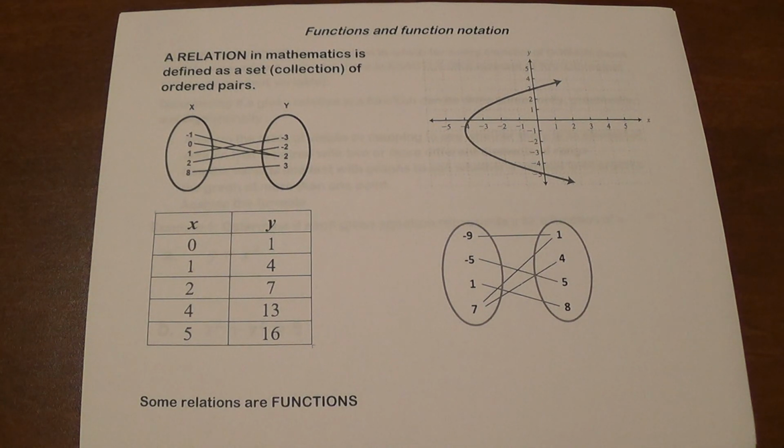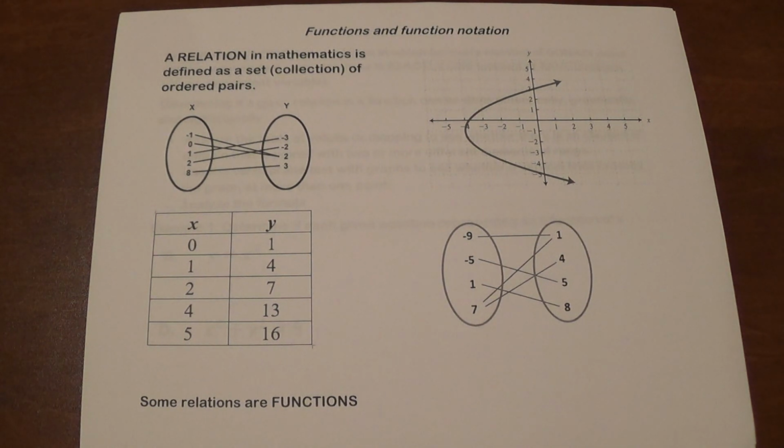Hi, we want to talk today about what a function is and also what function notation is. So we have something called a relation in mathematics, which is just a set of ordered pairs, basically a combination of x, y points to make it easier to understand. So how can you represent them?